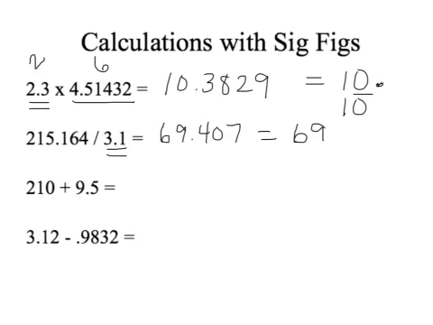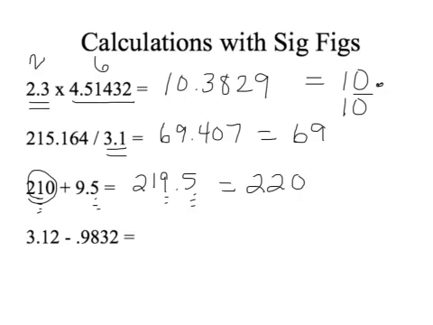When it comes to adding and subtracting, you only can be as precise as your least precise place. In this case, I'm precise to the tenths, and this number I'm precise to the tens. So when I add this up, I get 219.5, but my first number here is not precise to the tenths or the ones. So I have to round it to the tens spot, and I would get 220.